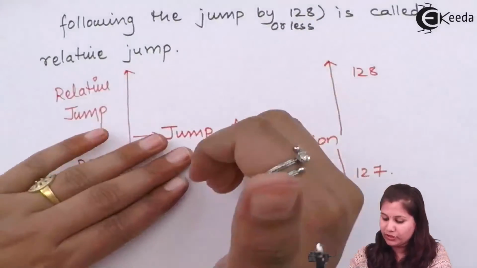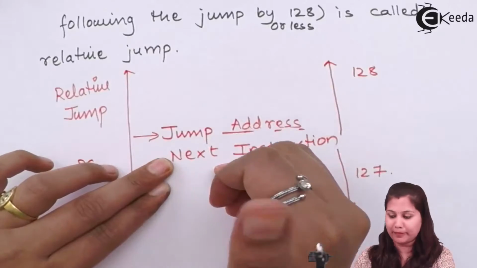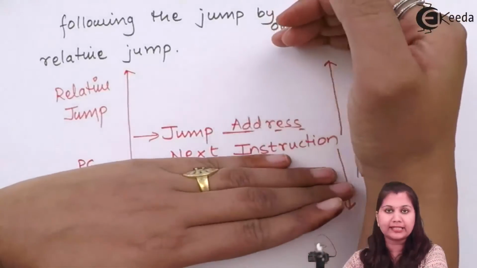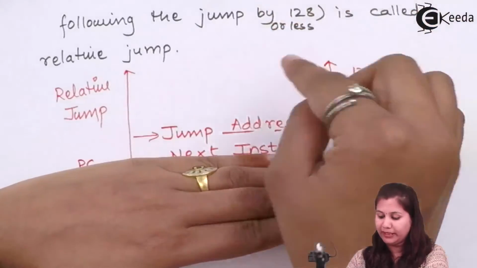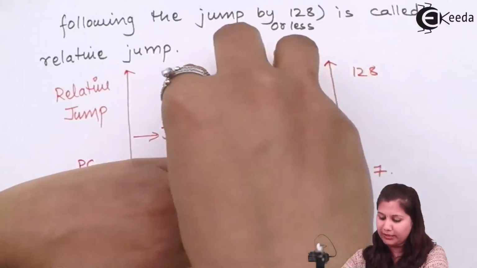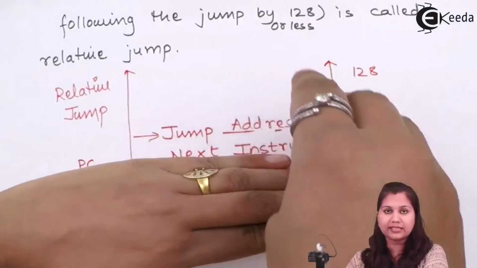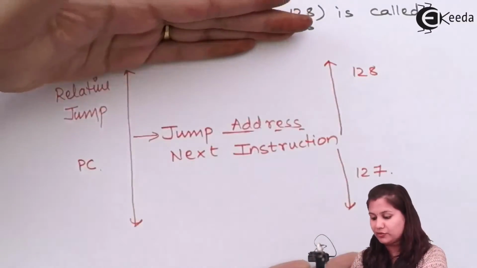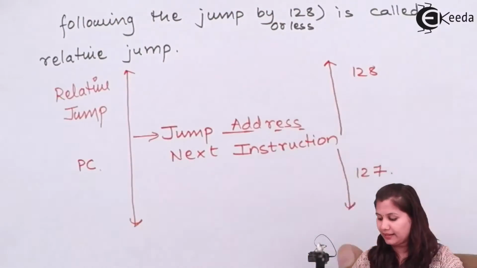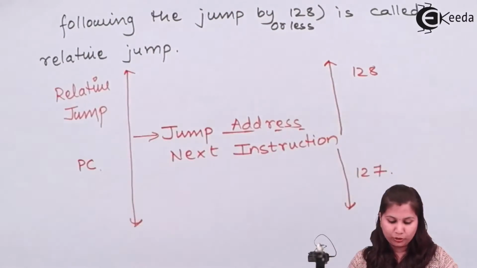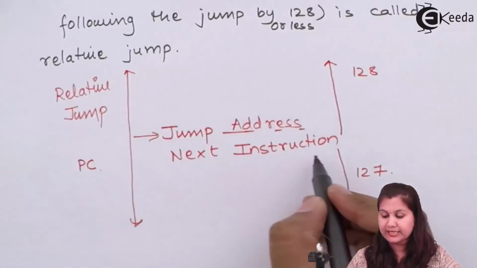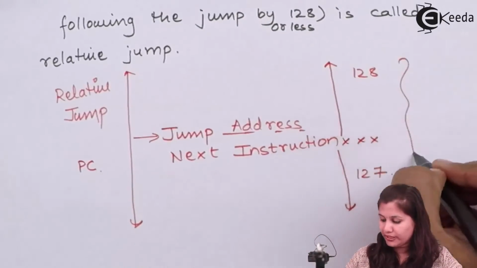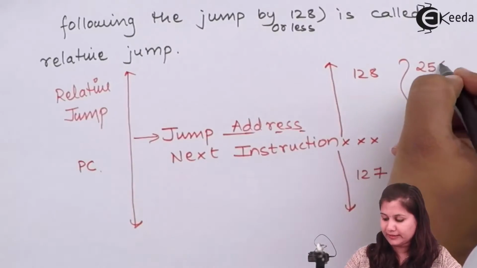The instruction following the jump instruction is the next instruction. So less than this next instruction we have 128 bytes or less, and any memory location in this range can also be used. So the total range we are getting is 128 and 127. Because the next instruction is also included, the total range we get is 256.